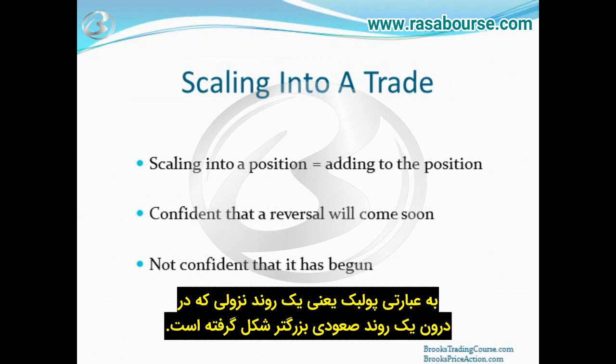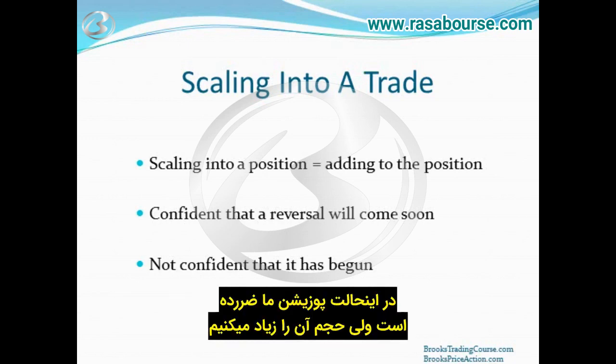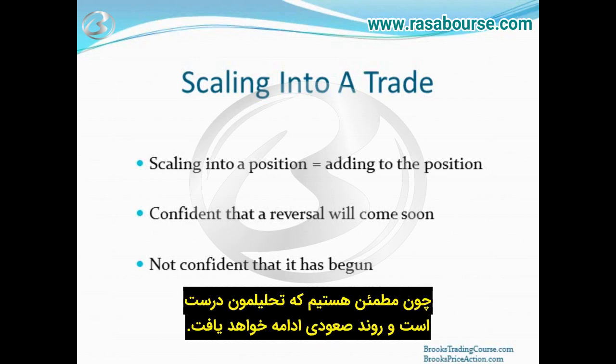The pullback is a bear trend within a larger bull trend, and you're adding to a losing position, but you're confident that your original premise is correct, that the bull trend is intact.